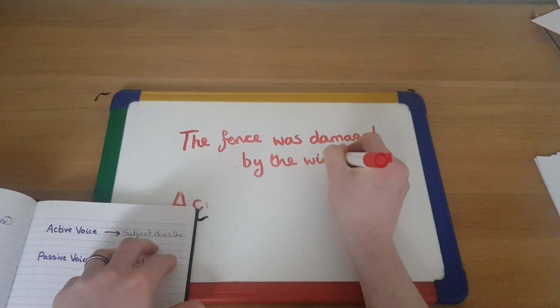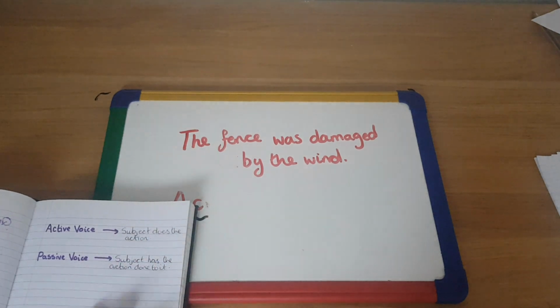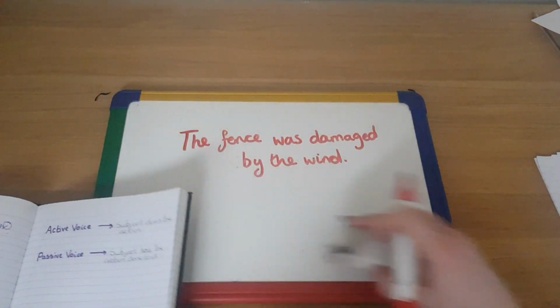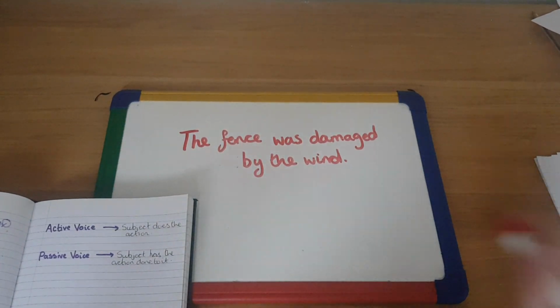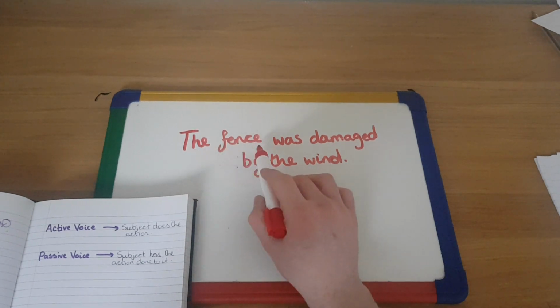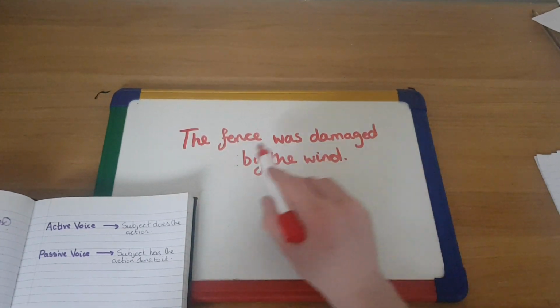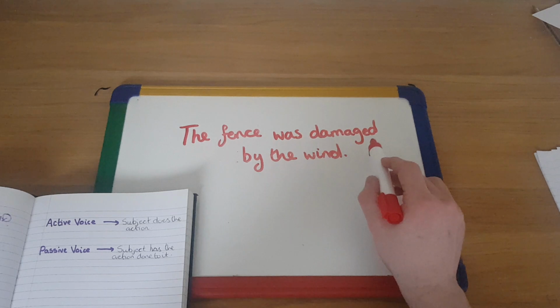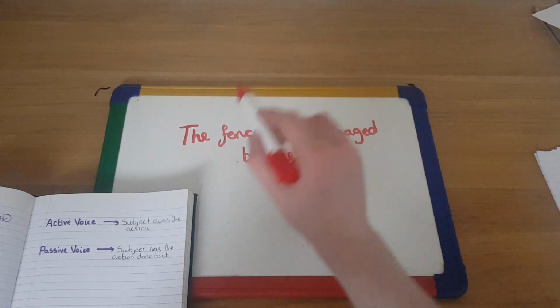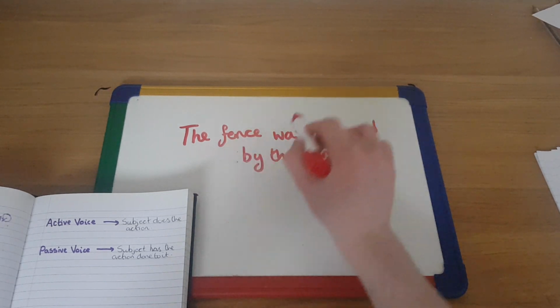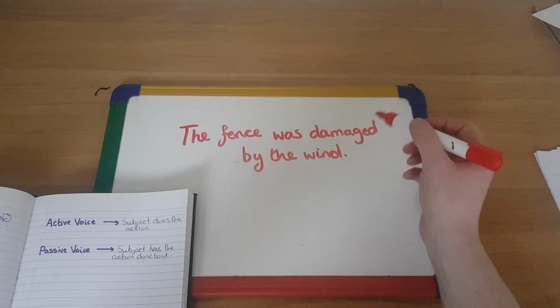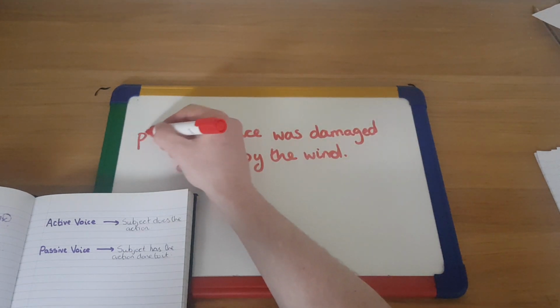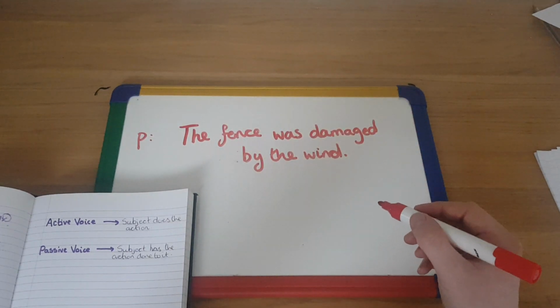By the wind. So you've got to think straight away, what type of sentence is that? Is it active or is it passive? Well, the subject is the fence. That's what the sentence is about. It's not doing the verb, is it? It's not doing the damaging. It is having that done to it. So this, then, we will call a passive sentence. I'll put a little p at the side. That then is our passive sentence.